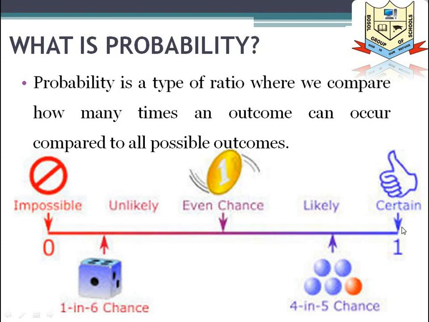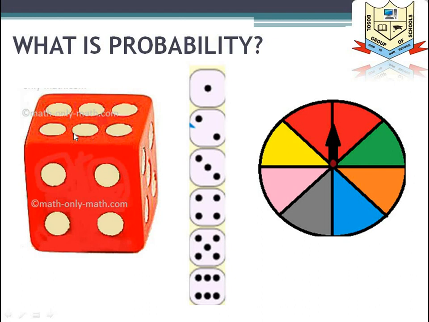When we talk about certain, it means there's no other option. It must occur. That will certainly occur. That is when the probability is 1. But you note that your probability ranges from 0 to 1. On no occasion will you have probability less than 0, and on no occasion will you have probability greater than 1. These are examples.